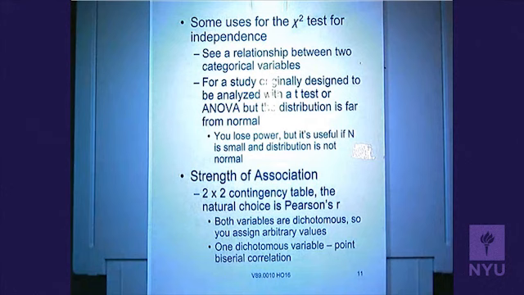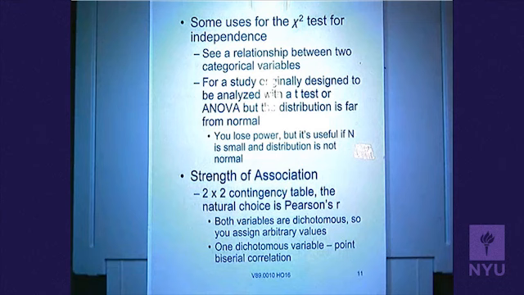Okay? Some uses for the chi-square test of independence. You can use it to see a relationship between two categorical variables. Understand that, right? We've had different tests based on the kind of variables that we're talking about. Now we're just talking about these categorical variables. So that's one reason that you might do it.